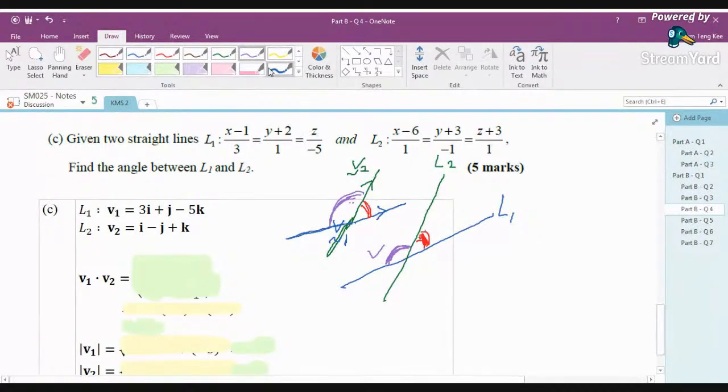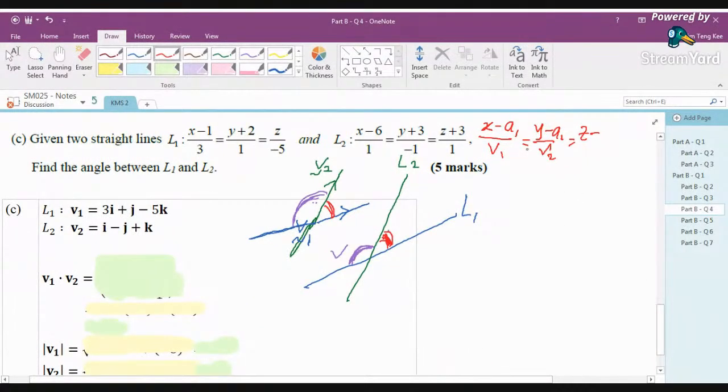And from this parametric form, we're able to identify the value of V. How we get the V for each L1 and L2 is that we refer to the parametric equation, where we have (x minus A1) over V1 equals (y minus A2) over V2 equals (z minus A3) over V3, and these corresponding V1, V2, V3 give us the direction.